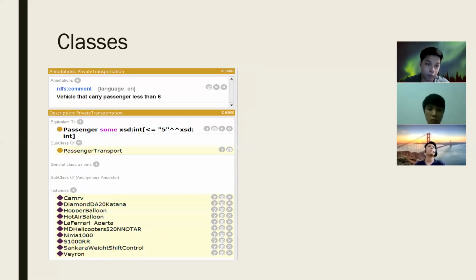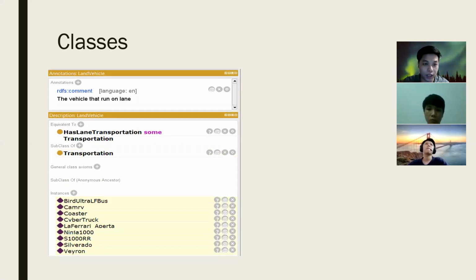The third one is private transportation. Private transportation is when we indicate the passenger count is lower than or equal to 5, by putting a passenger number that the car can carry. Therefore we will know if a car can carry less than or equal to 5, which is a private transportation. Below are the individuals that carry less than or equal to 5 people.